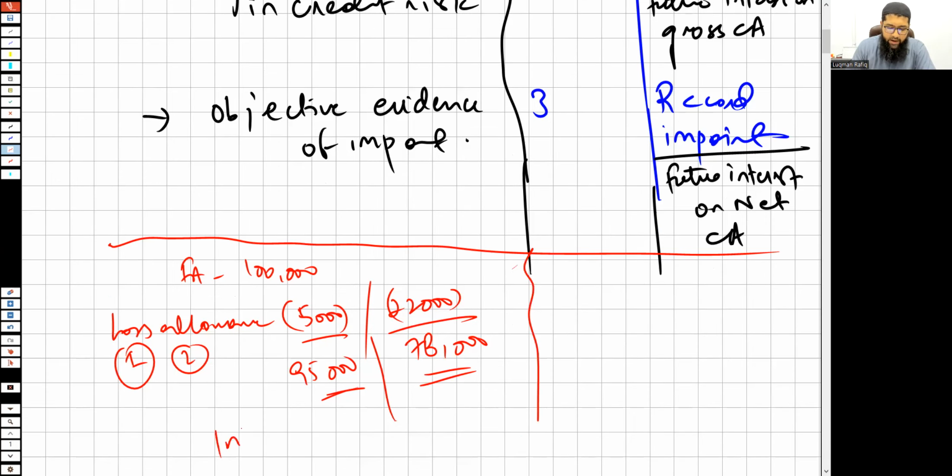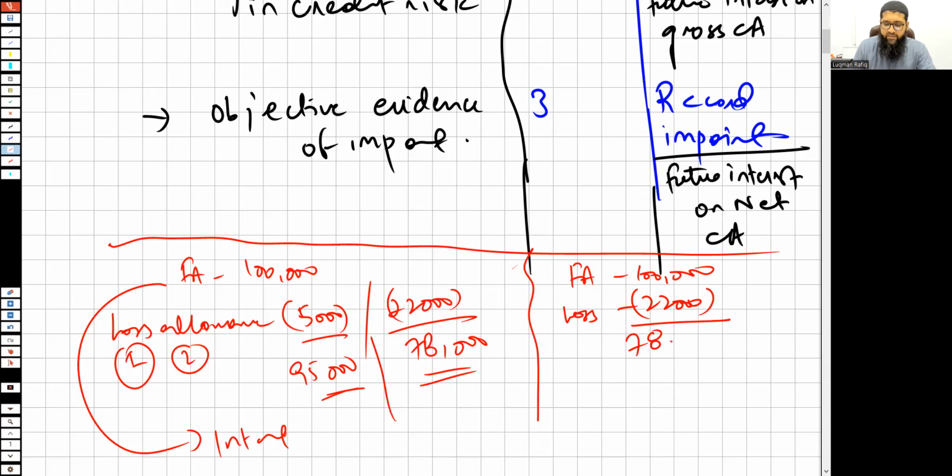And subsequently the interest income is going to be on 100,000. But if it was impairment, so let's say the financial asset was 100,000 and there was a loss allowance or impairment of 22,000, the net carrying amount is going to be 78,000. Now the interest would be on this amount. 78,000 is what the interest is going to be on. Right? Do you get it now?